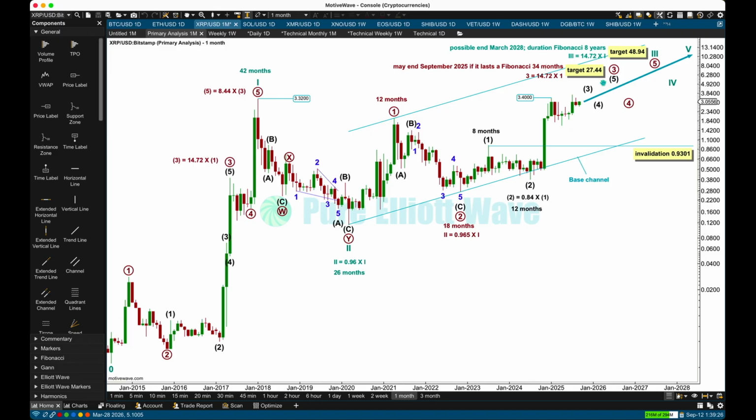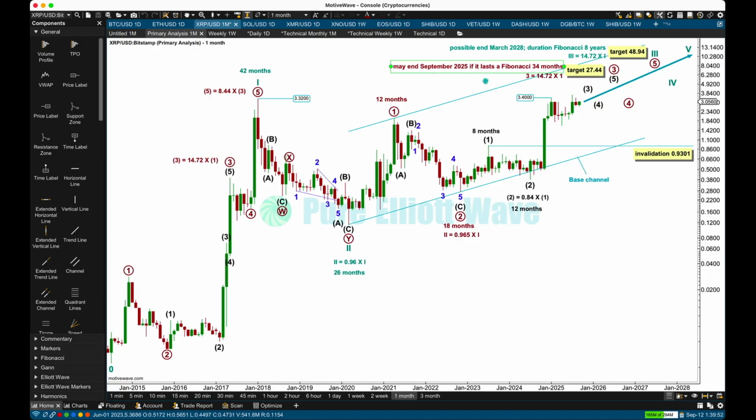I do expect it probably could be longer than that though, because this is primary 3 within cycle 3. This was just primary 3 within cycle 1. I will expect cycle 3 to be a long extension compared to cycle 1. I'm using the same ratio to calculate a potential target for cycle wave 3, and I'm using the Fibonacci number sequence to calculate when these waves may potentially end, and this one is going to need to be updated.